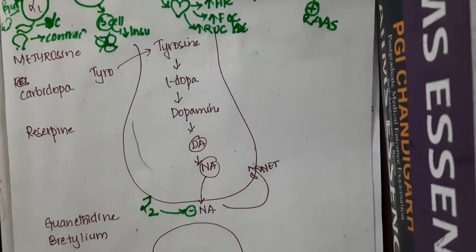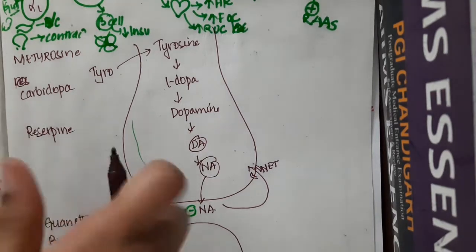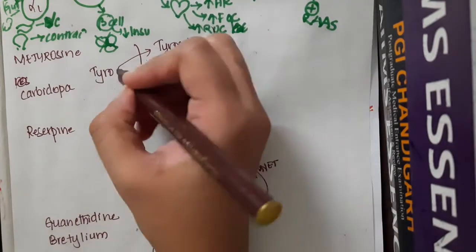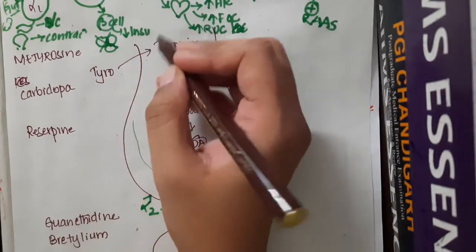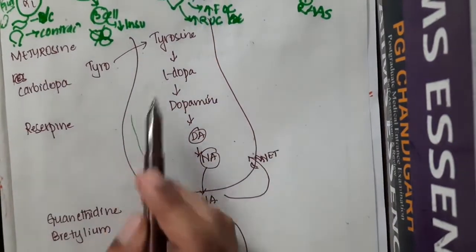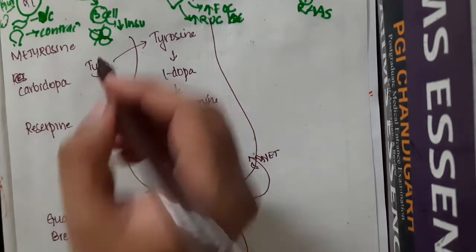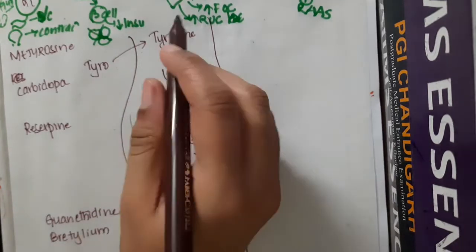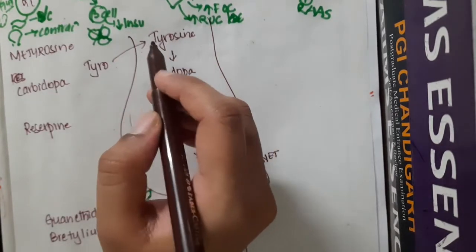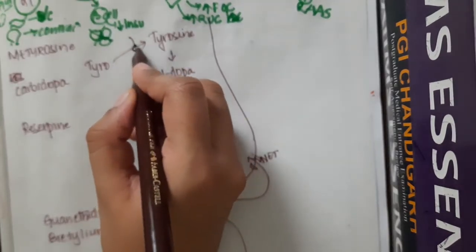In this chapter, we are going to learn about the synthesis of noradrenaline and different drugs which act during the pathway of synthesis of noradrenaline. So, first tyrosine. Tyrosine enters into the presynaptic neuron. Look, this is the presynaptic neuron, this is the synapse, and this is the postsynaptic neuron. This tyrosine enters the presynaptic neuron with the help of the transporter.